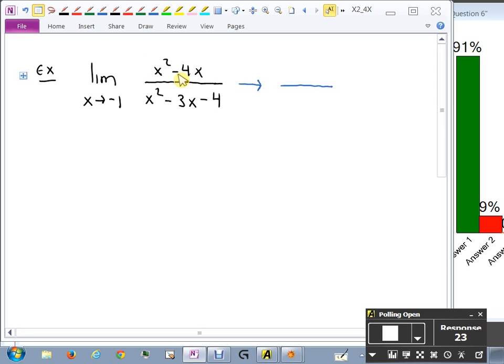1 plus 4, which is 5. On the bottom, 1 plus 3 minus 4, which is 0. Yes? Something like that? Make sure I got this down right.